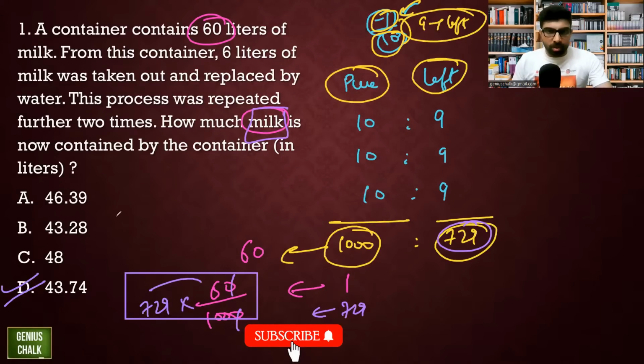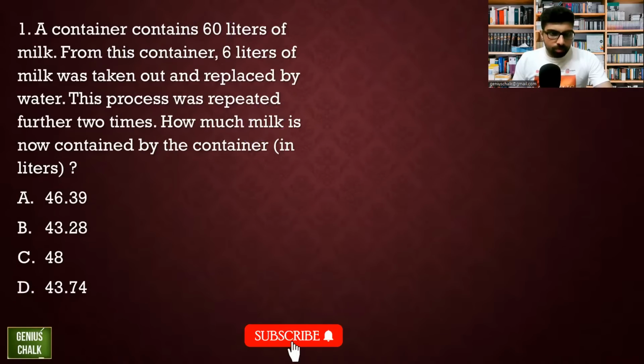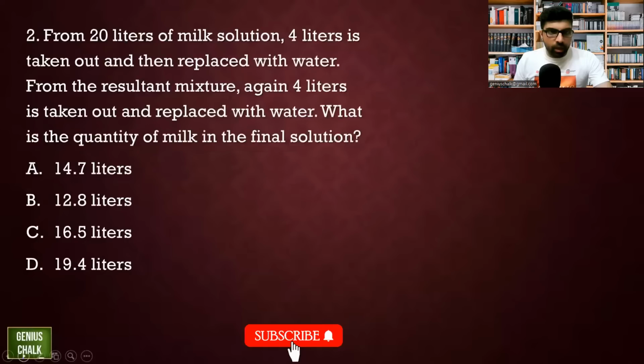So ratio method is the best, right? So this is really important. Now let's solve some more questions based on the same. From 20 liters of milk, 4 liters is taken out, that is milk, and then replaced with water of equal quantity, and then again 4 liters and this.